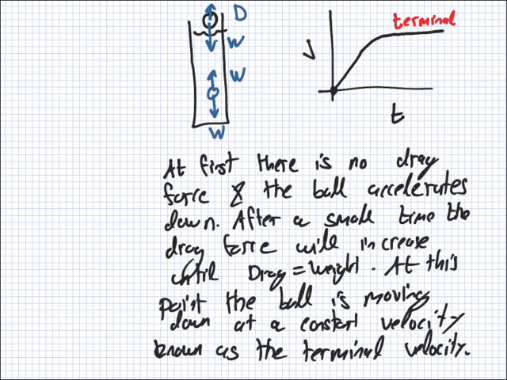I don't know if I got full marks because there's one thing I left out, which I was considering writing, and I didn't write it because I thought it'd be over the top, but I guess not. I was going to say at first there's no drag and the ball accelerates down, and I was going to put here at G, but I thought no, that's just over the top. But I guess not, because he has that in his marking scheme.